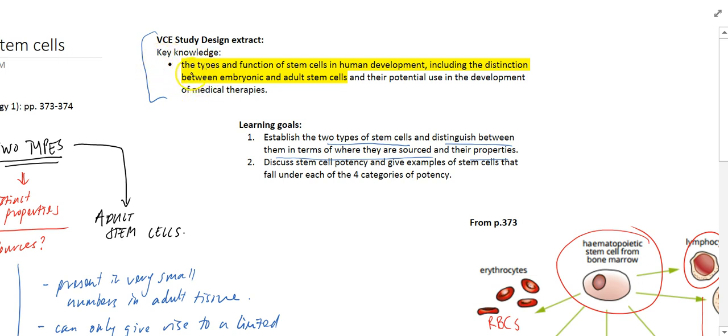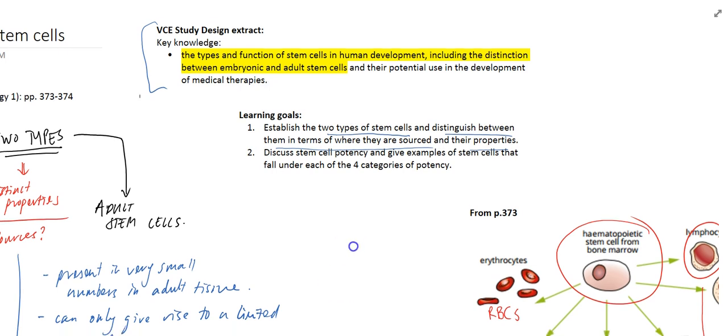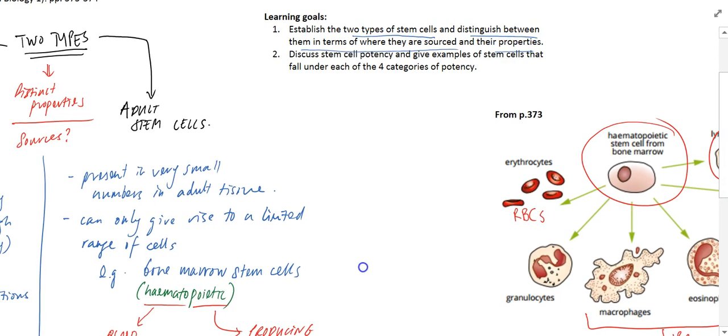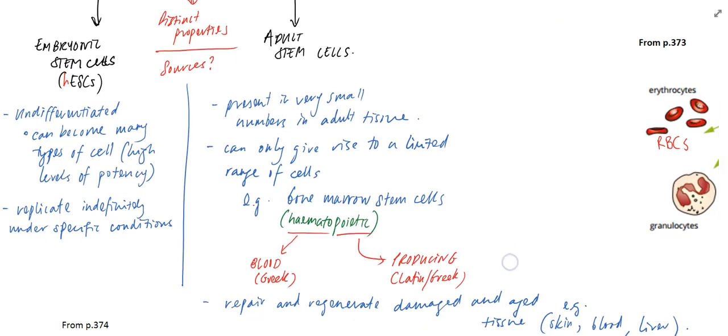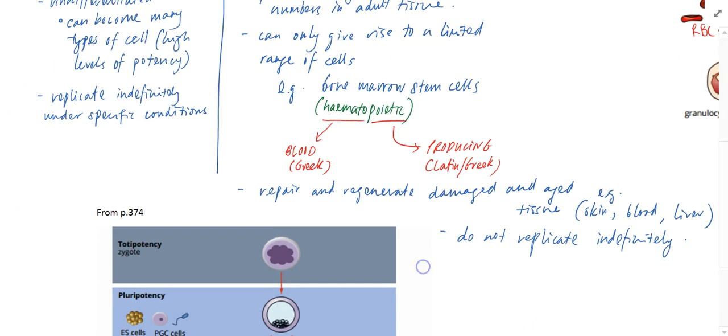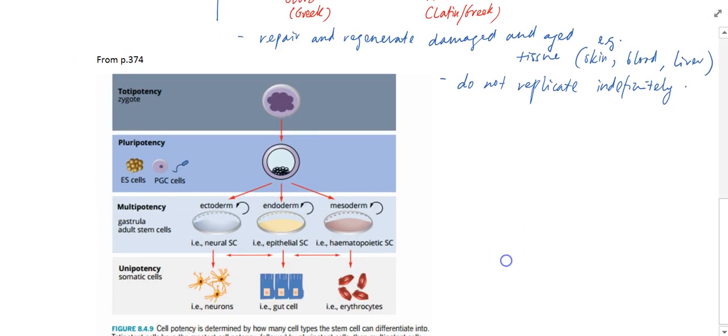So we're looking at the types and function of stem cells in human development, including the distinction between embryonic and adult stem cells. It's important to note that like anything that is listed inside that study design, you can be examined on. And at Unit 3 and 4, this is a really important thing to note. If there's anything that you find on the VCE study design, that can be a source of your questions on your exam. So it's a good starting point for your revision.